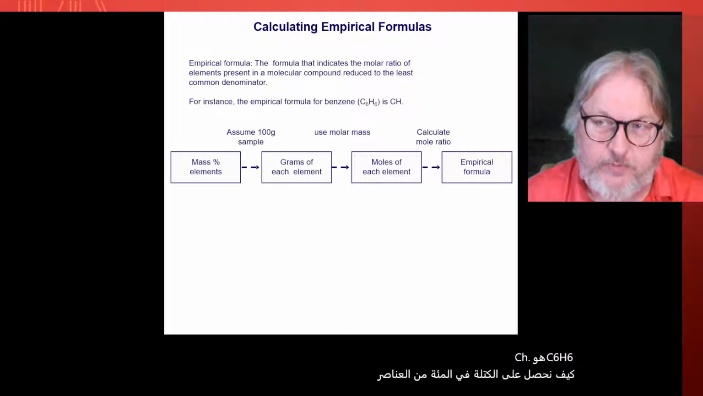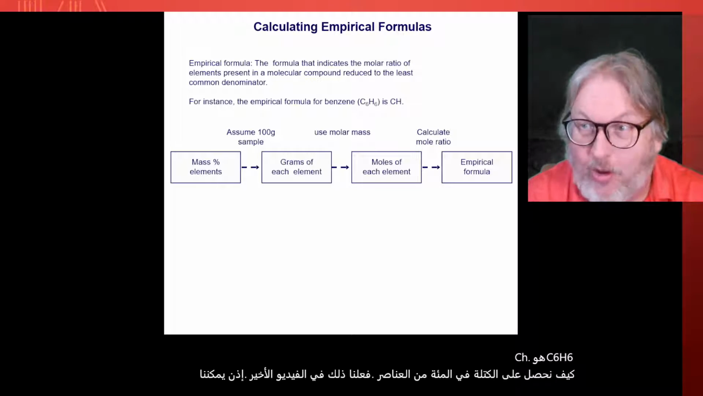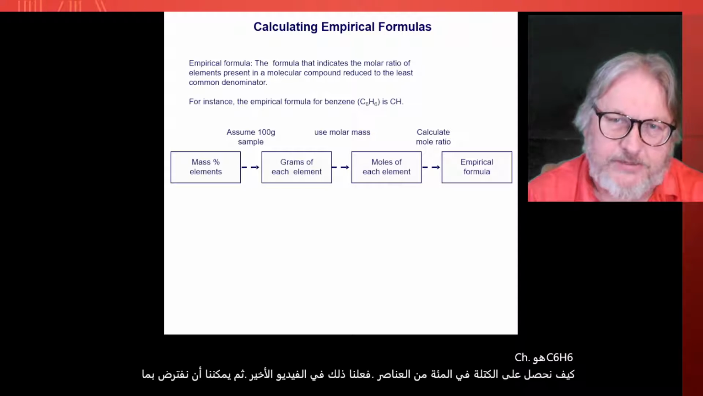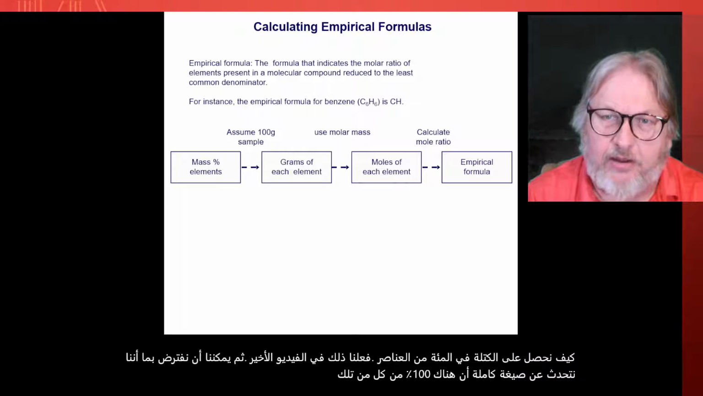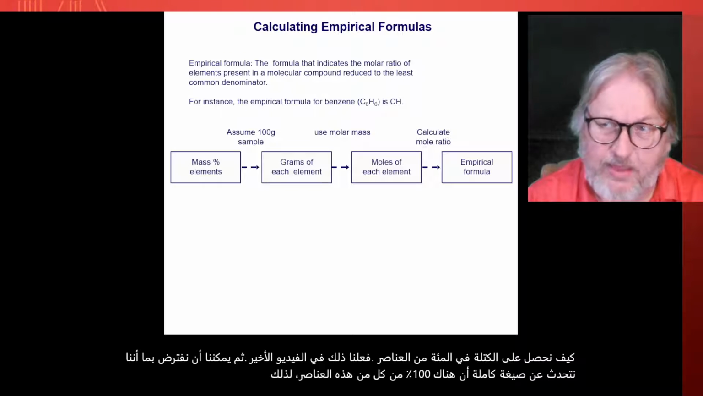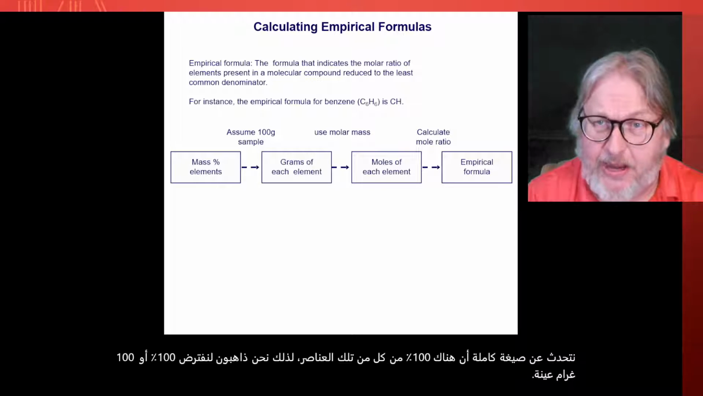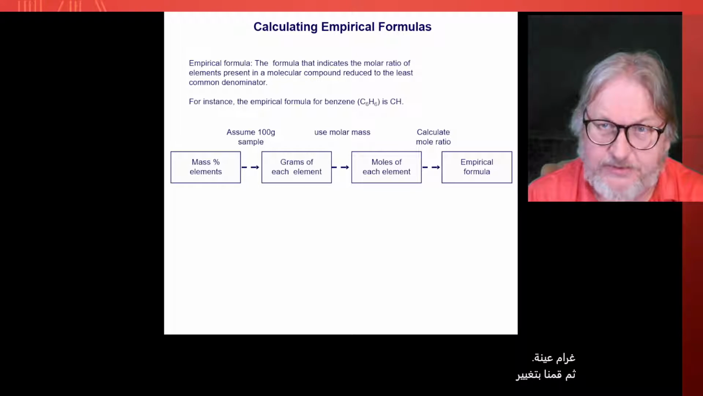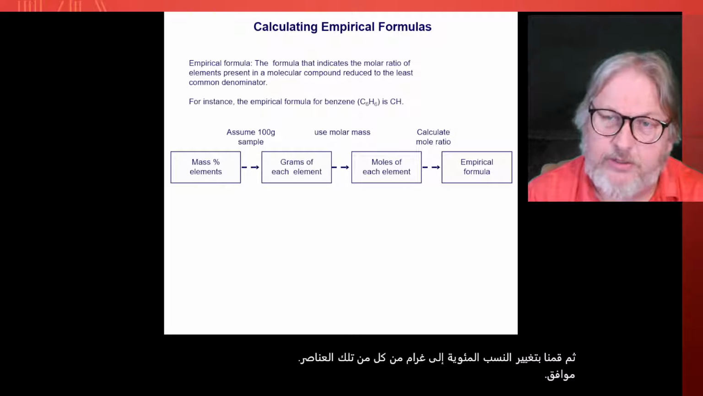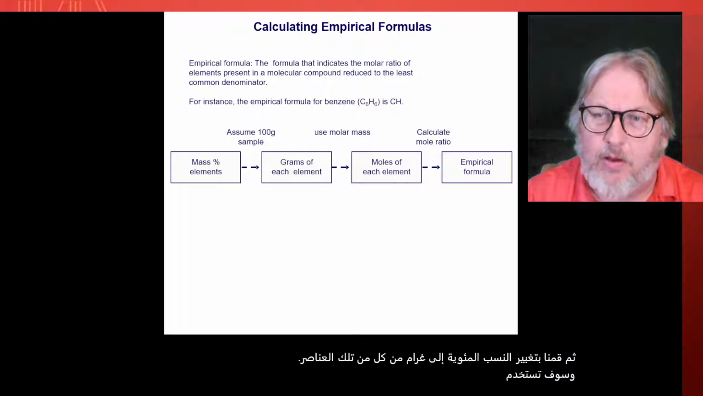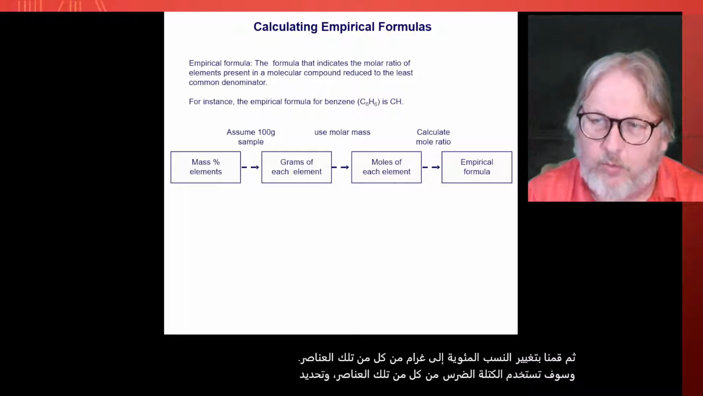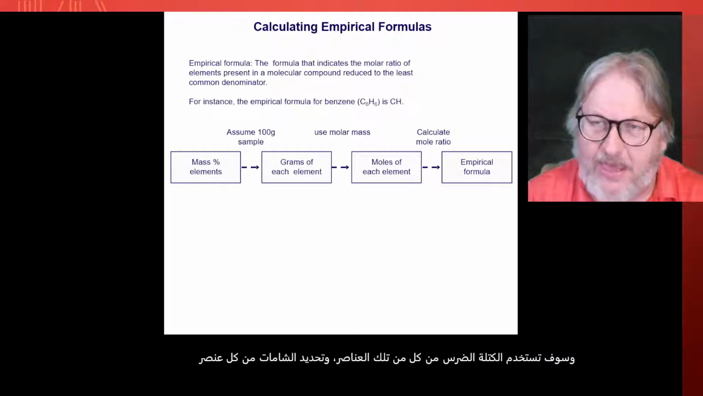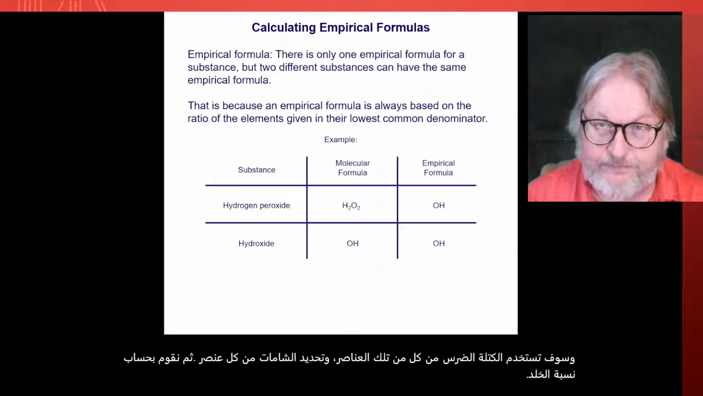Then we can assume, since we're talking about a whole formula, that there's 100% of each of those elements. So we're going to assume 100%, or a 100-gram sample. Then we just change the percentages to grams of each of those elements. Okay. Then we use the molar mass of each of those elements to determine the moles of each element. Then we calculate the mole ratio, and from that we get our empirical formula.